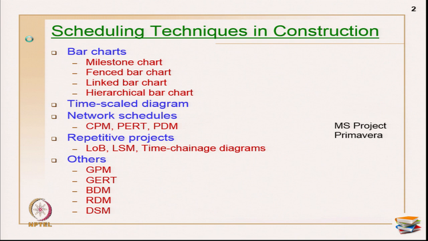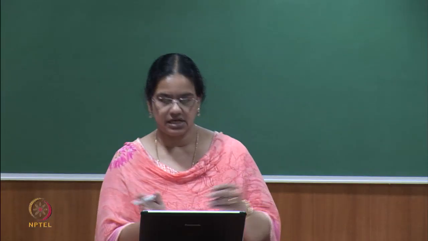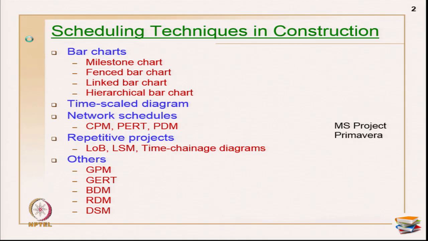Starting from bar charts, you have all the other varieties like milestone chart, fenced bar chart, linked bar chart, hierarchical bar chart and so on. Then time scale diagram, network schedules, CPM, PERT, PDM, repetitive projects. These are the groups under which they fall. LOB, LSM or time chain edge diagrams. Other techniques like GPM, GERT, which are extensions to CPM or PERT, and then BDM and RDM are extensions to PDM, and then we discussed DSM also.